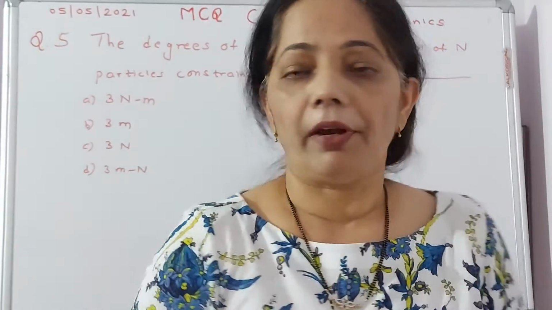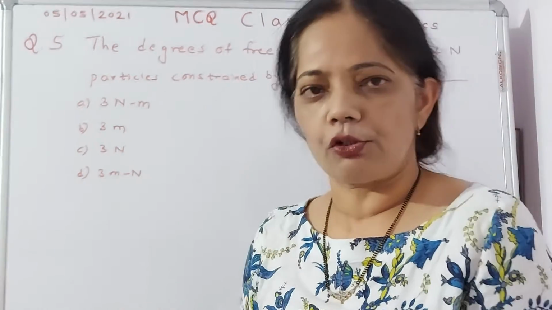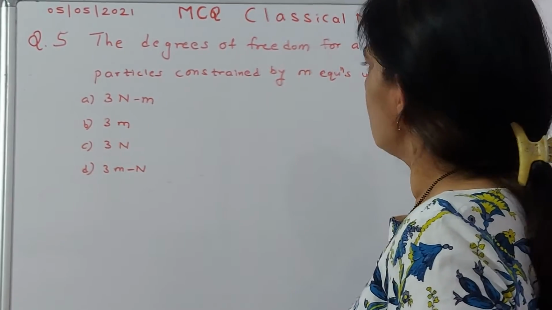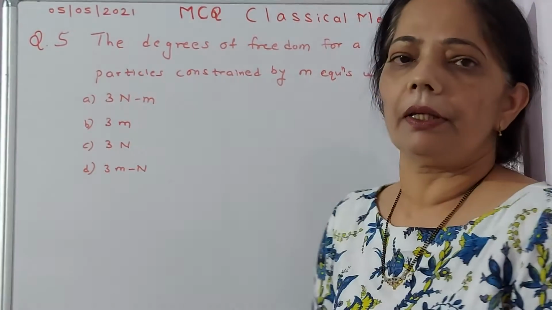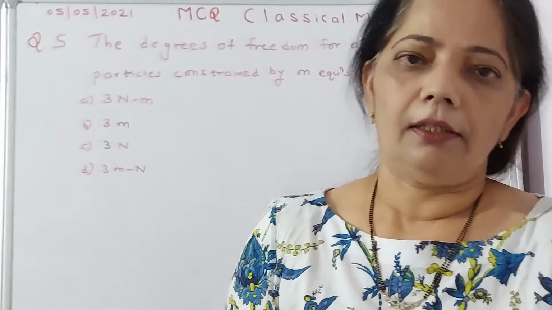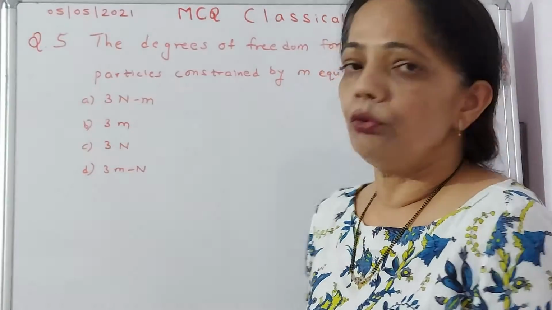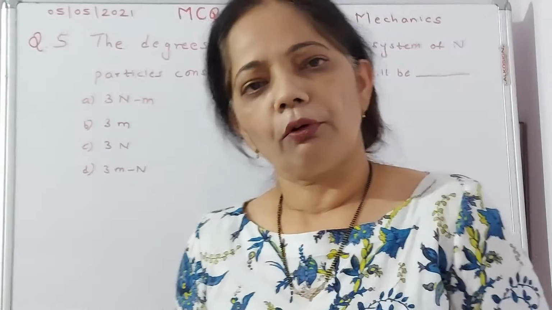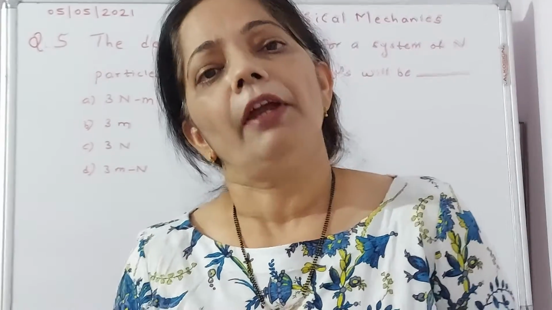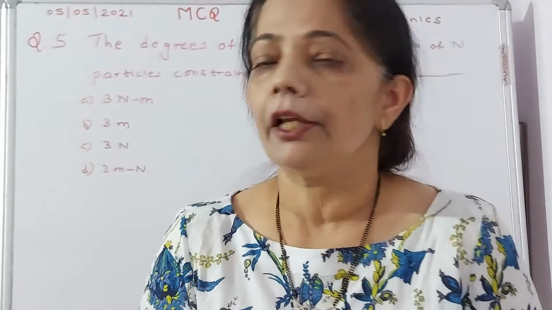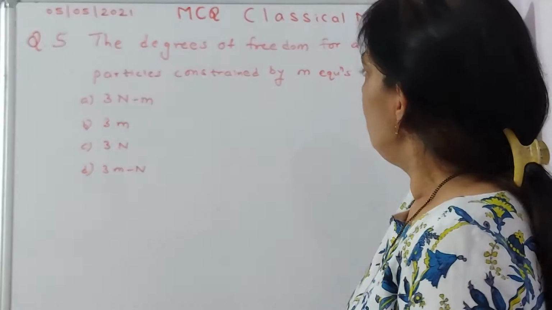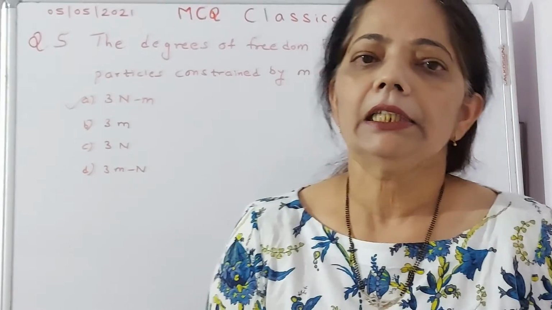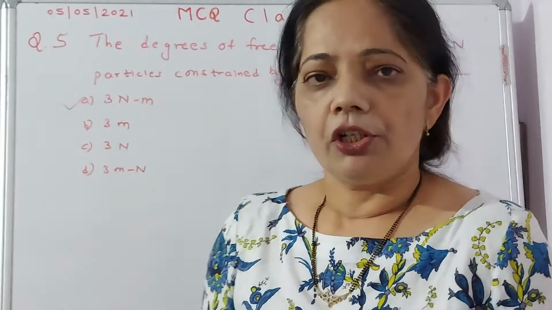The next question, question number 5, is very basic. What we do in TYBSc also, or even in MSc, in the first chapter, the first module: the degrees of freedom for a system of n particles constrained by m equations will be? So everybody knows what constraints are. Constraints are restrictions on the motion of the particle. So if you have a system consisting of n particles, you usually say that 3n generalized coordinates will be required. And if you have m equations which are the constraints, then you say that the degrees of freedom of n particles constrained by m equations will be given by 3n minus m. Correct?